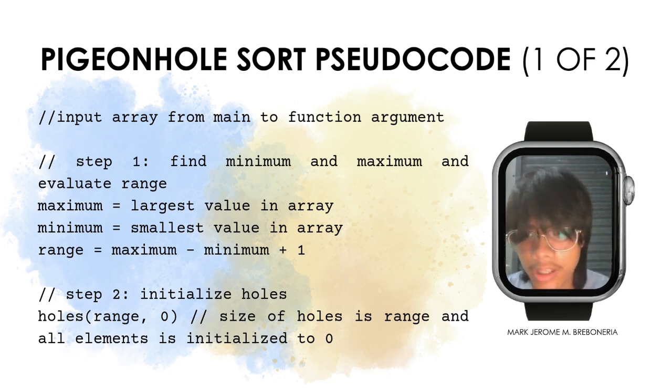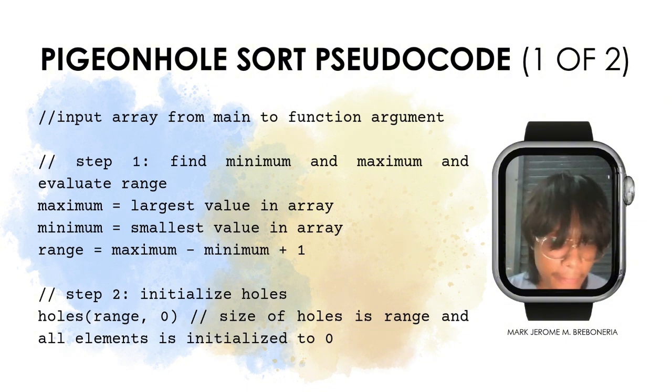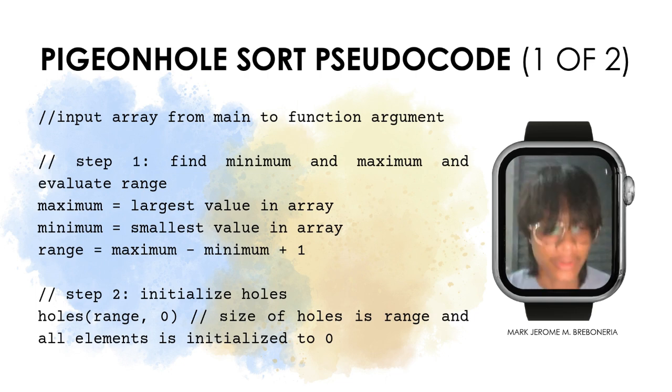This sorting algorithm is actually based on a math principle, the pigeonhole principle, where if there are more elements than containers, it means that at least one of the containers contains one or more elements or values. So we move on to step 2.